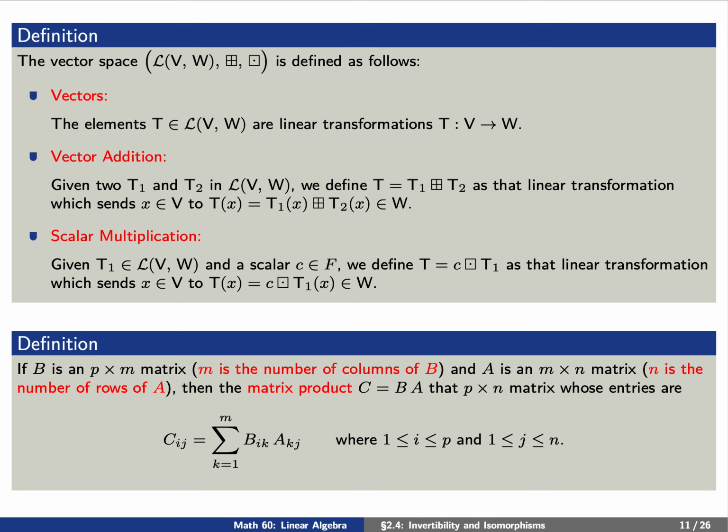We can also define the product of two matrices as follows. Say that B is a P by M matrix. Here M is the number of columns of B. And let A be an M by N matrix. Here N is the number of rows of A. Then the matrix product, B times A, is that P by N matrix whose entries are defined as you see here on the screen.